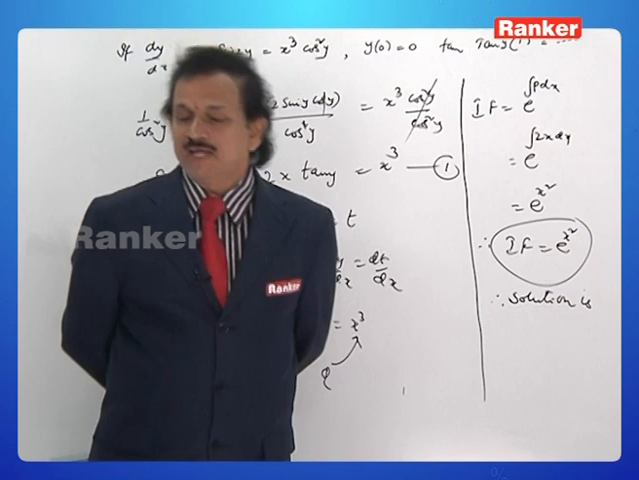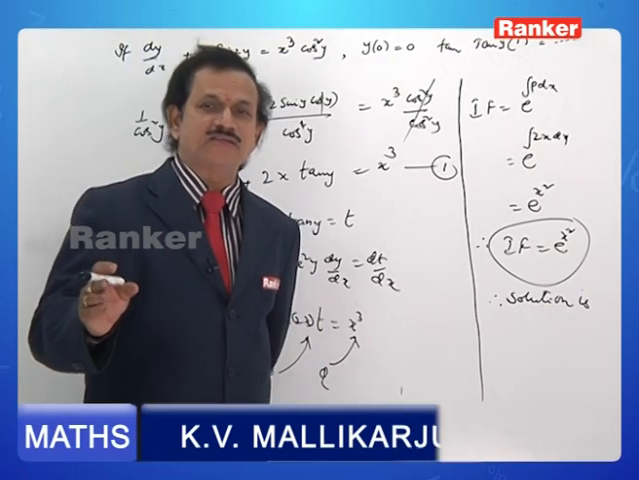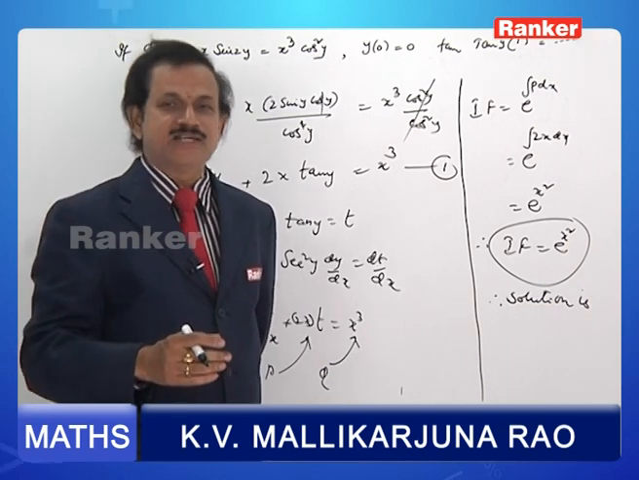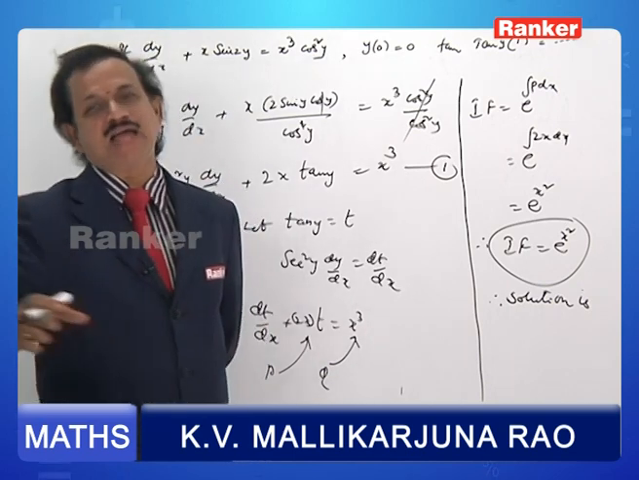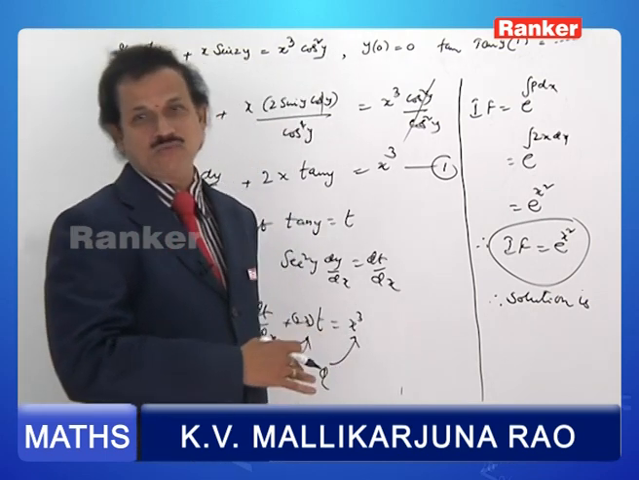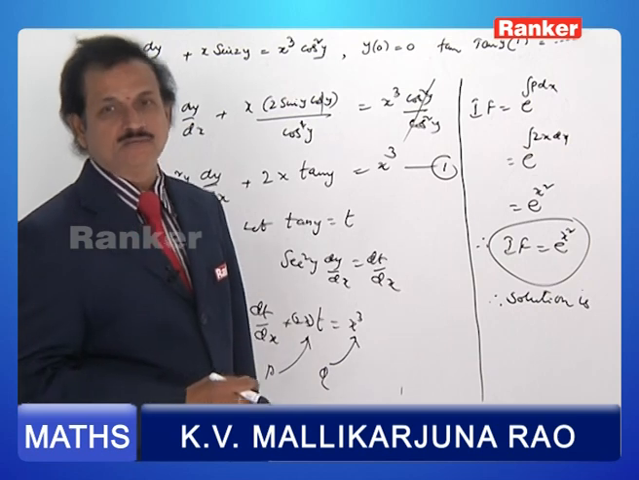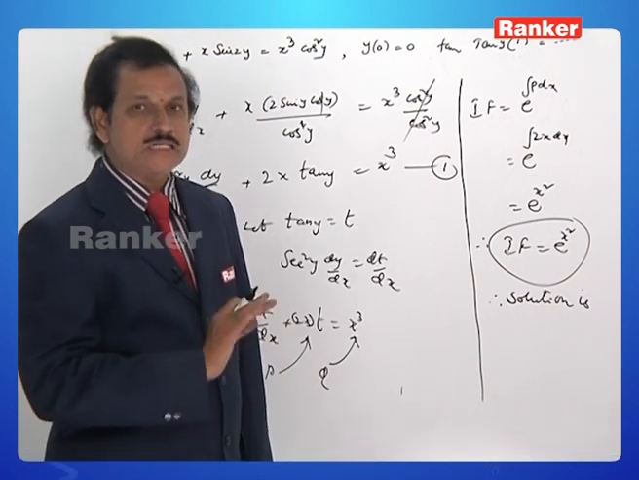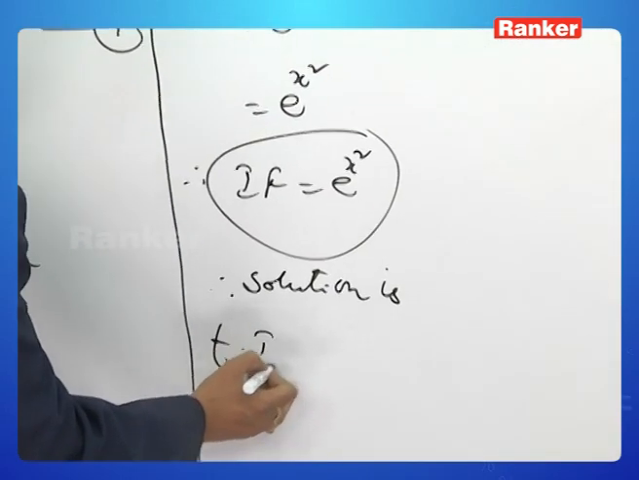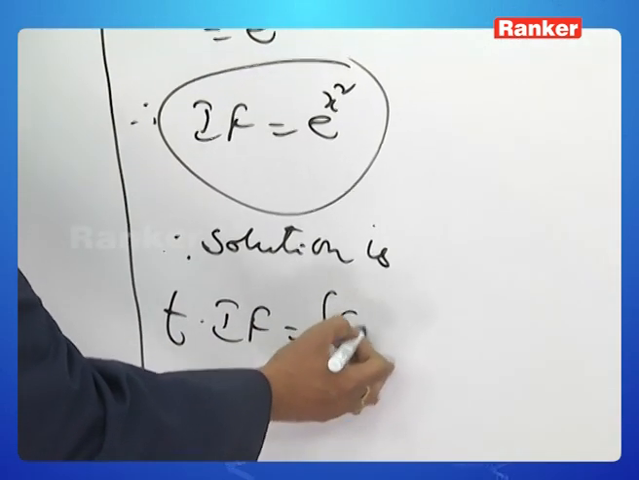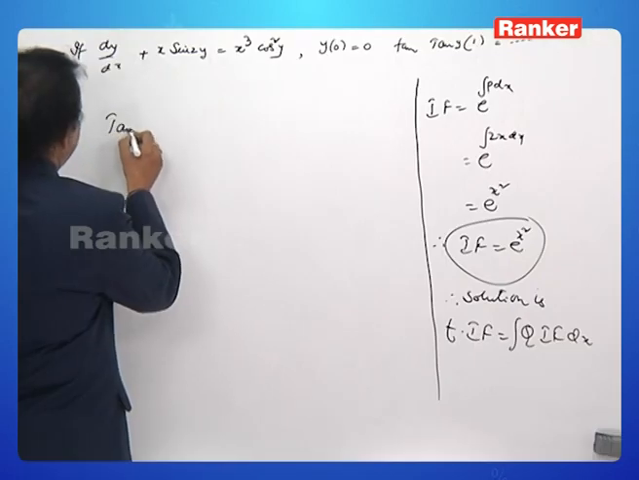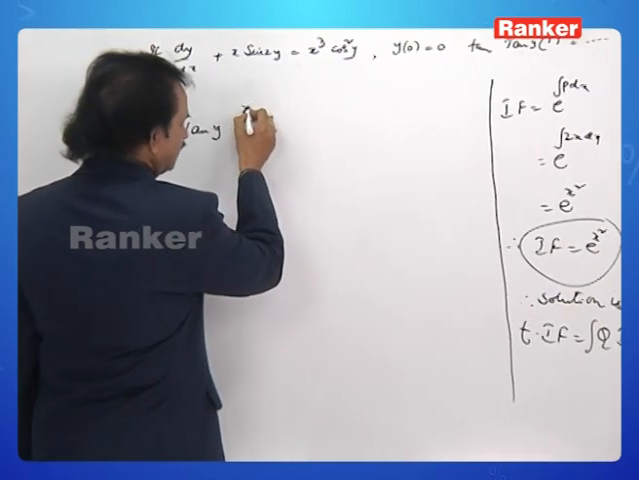Come on friend, if the given equation is linear in y, the solution is y into integrating factor is equal to. If it is linear in x, x into integrating factor is equal to. But here in this case it is linear in t, you know. Therefore, to get the solution, we have to start with t into integrating factor is equal to integral of q into integrating factor dx. Tan y into e power x square.